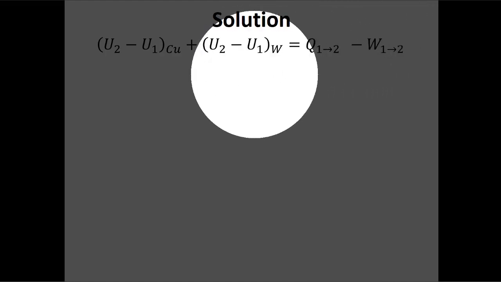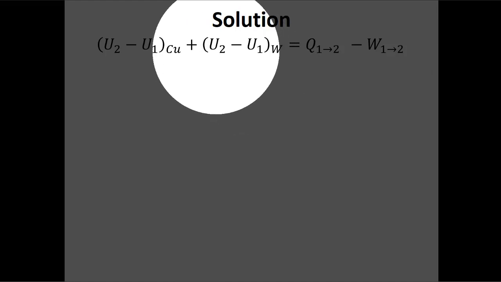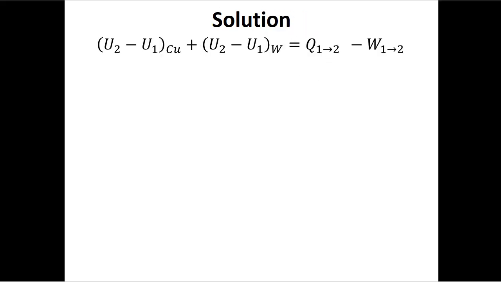Now, the important thing here is that when we're talking about these changes in internal energy, we always start with the end state and subtract the beginning state. So this is U at the end minus U at the beginning, so it's always going to be U2 minus U1. Now, we've said that the system is insulated so that there's no heat coming into our system.